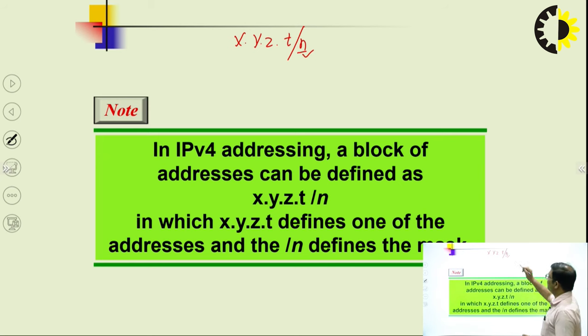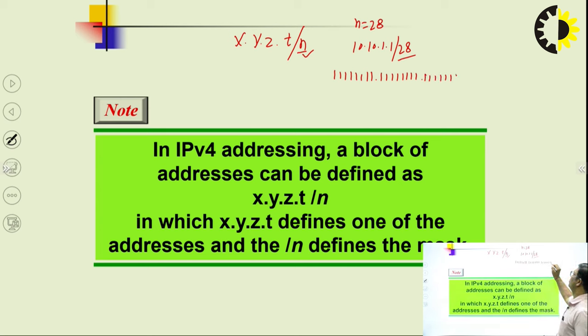For example, if N is given as 28, what does it mean? For any IP address, for example 10.10.1.1/28, it means its subnet mask is 28. It means the first 28 bits: 1 to 8 is the first block, second block 1 to 8, total 16 bits, then 17, 18, up to 28. 28 bits should be 1 for the subnet mask, and the rest 4 bits will be 0.